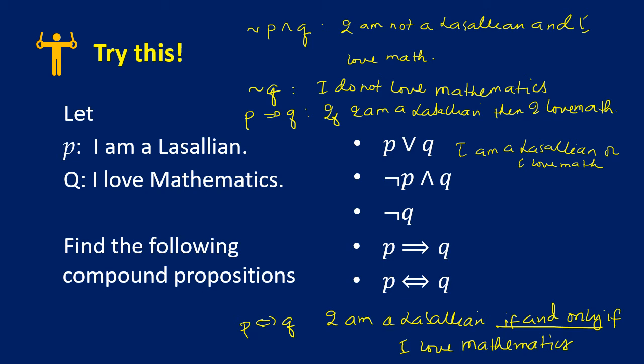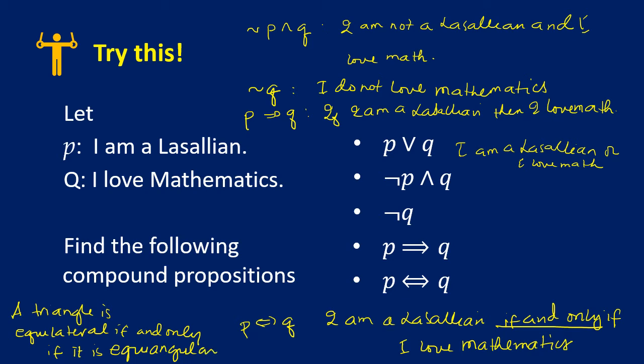For example, if you recall this statement in geometry, a triangle is equilateral if and only if it is equiangular, no? So remember, for a triangle, if it is equilateral, automatically, it is also equiangular. So, meaning to say, they are the same lang, no? They are basically the same sentence. I will discuss more of that when we go to tautologies.